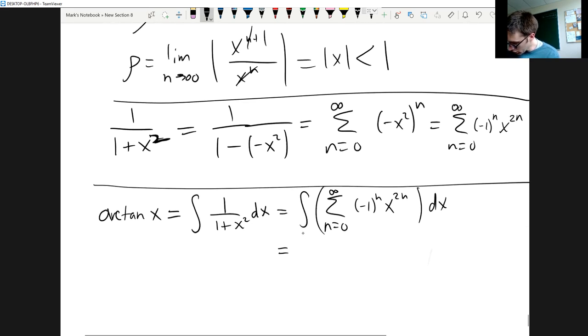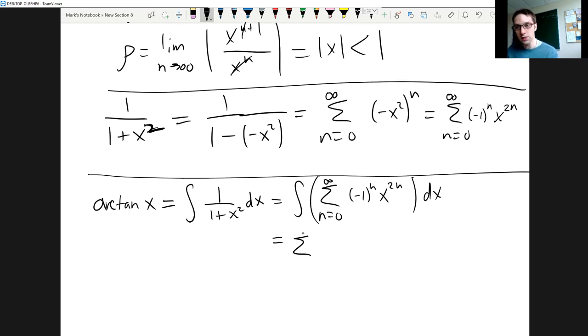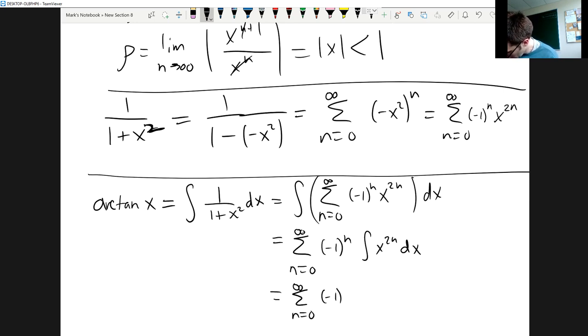All right, so I'm going to interchange the order. Instead of an integral of sums, I'm going to turn it into a sum of integrals. All right, and so we've got the integral of what's inside. And notice negative 1 to the n doesn't have any x's in it, so I could pull that out as well. And so I'll just have the integral of x to the 2n dx. And that is just the power of x, and so its antiderivative is going to involve increasing the power by 1, and then, of course, dividing by a constant.